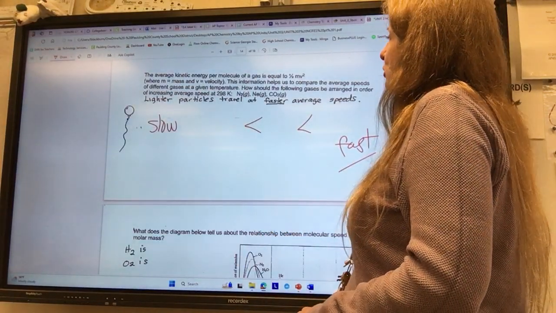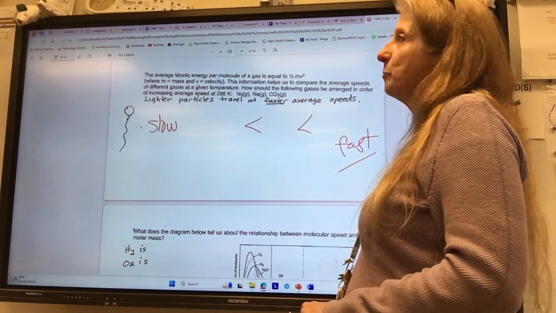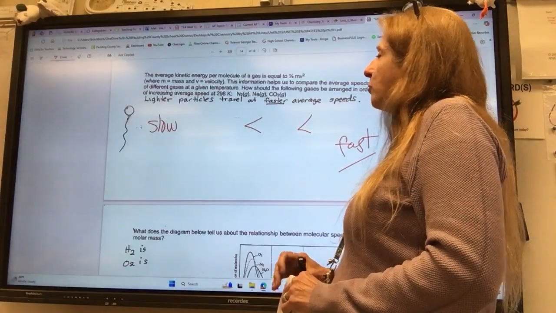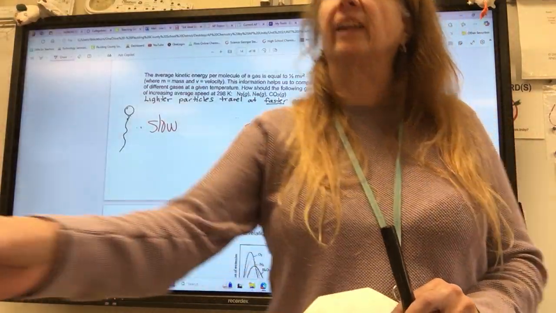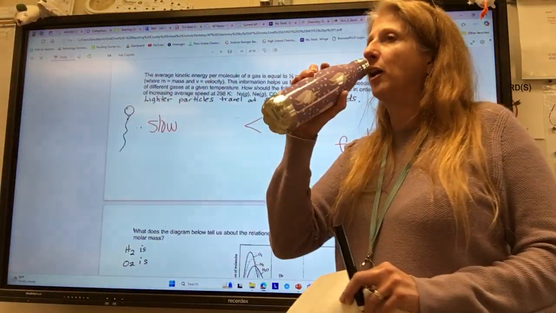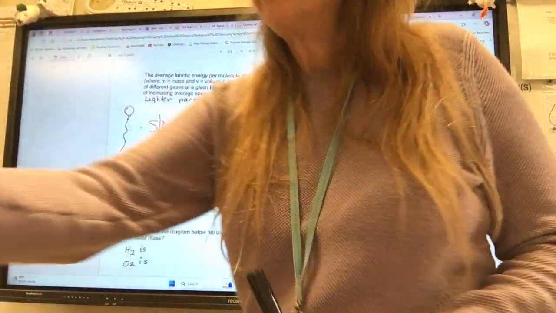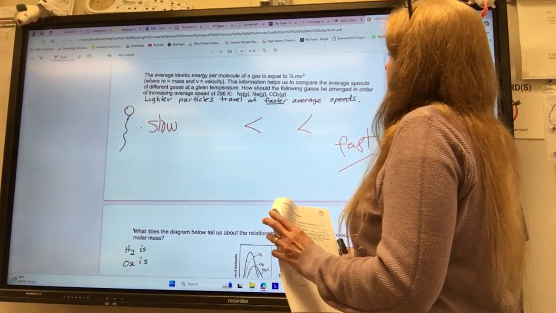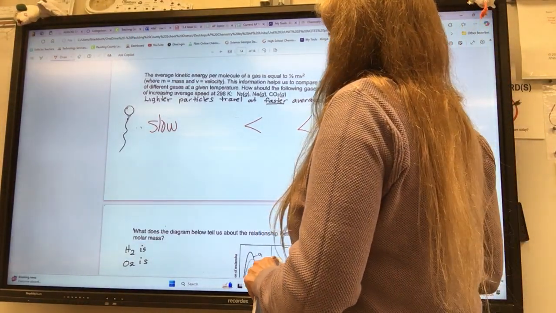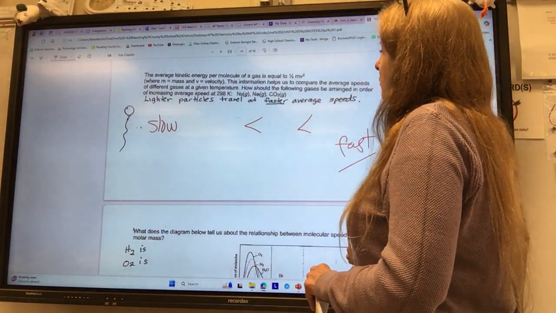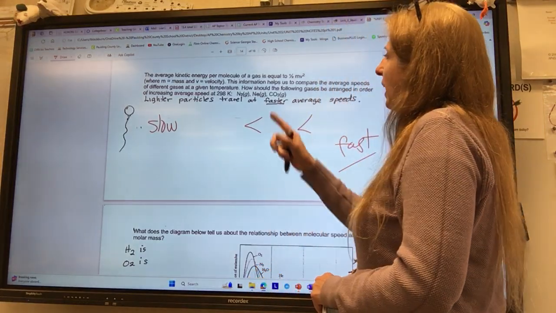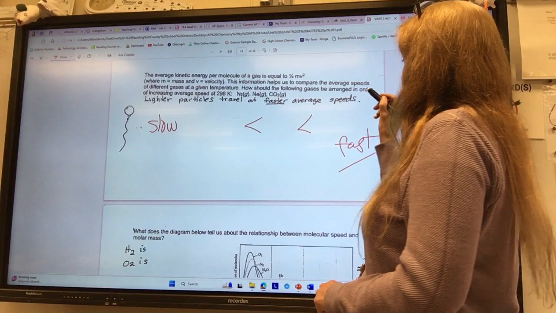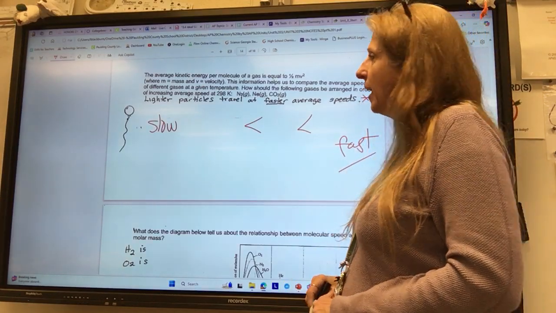The average kinetic energy per molecule of a gas is equal to 1/2 mv squared. You learned that in 8th grade honors physical science when you learned the formulas for potential energy and kinetic energy, right? You remember that? Very good. So it's the same formula. This information helps us compare the average speeds of gases at a given temperature. How should these be arranged in order? Now, lighter particles travel at faster average speeds. So that's important. Everybody remember that on the AP test.